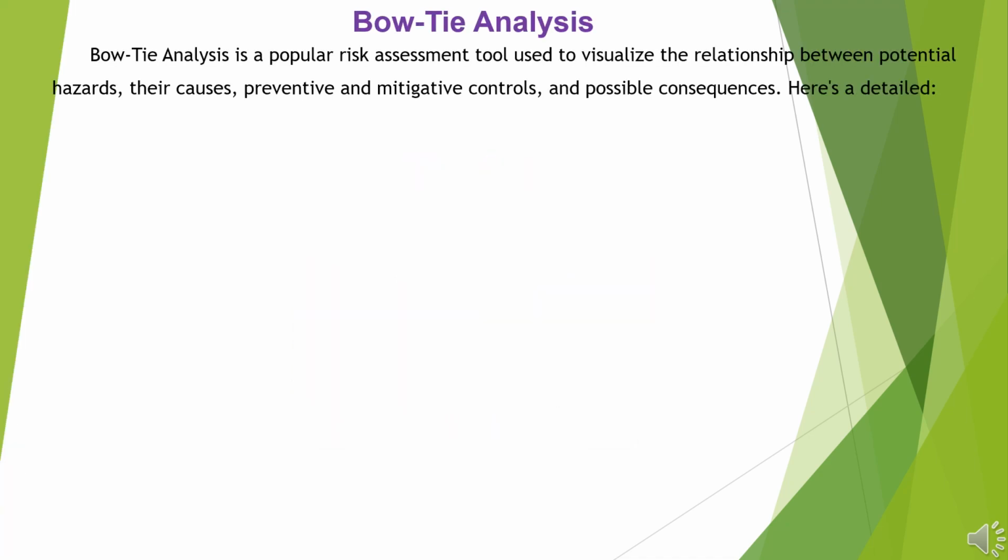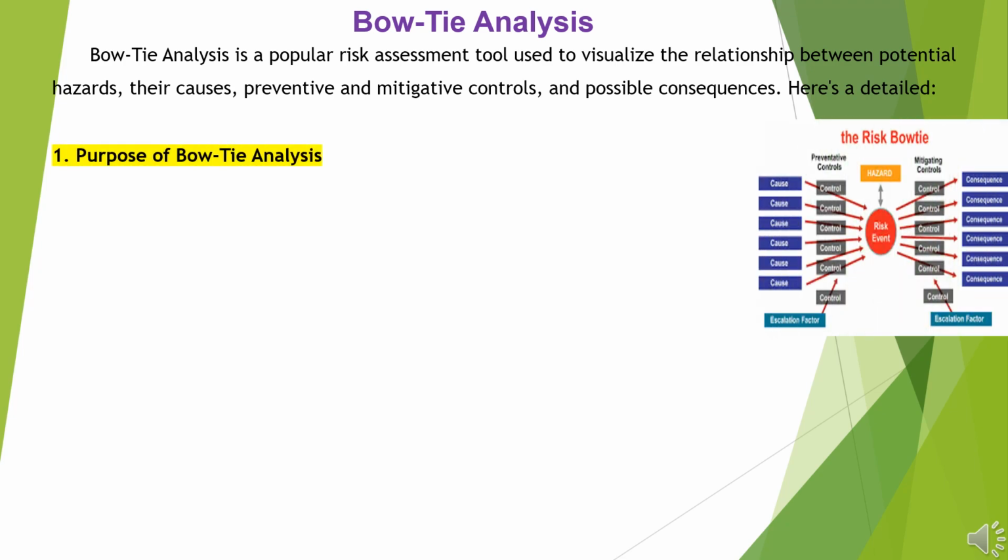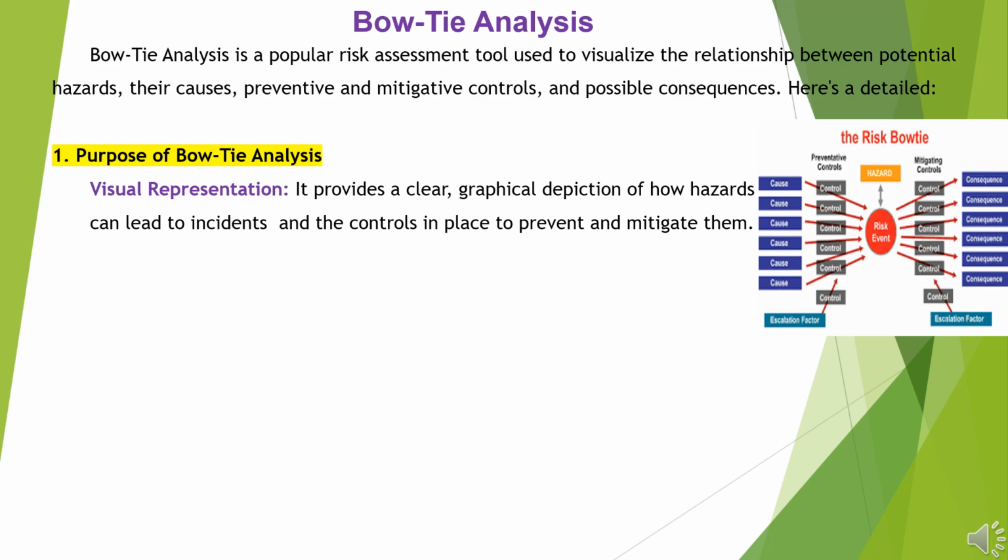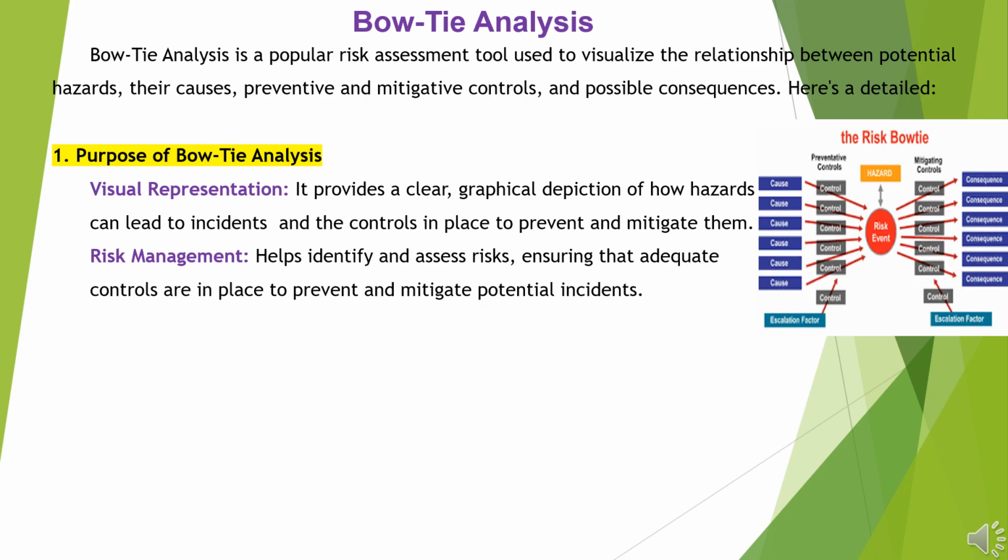BowTie Analysis is a popular risk assessment tool used to visualize the relationship between potential hazards, their causes, preventive and mitigative controls, and possible consequences. Here's a detailed look. 1. Purpose of BowTie Analysis. Visual representation: it provides a clear, graphical depiction of how hazards can lead to incidents, and the controls in place to prevent and mitigate them. Risk management: helps identify and assess risks, ensuring that adequate controls are in place to prevent and mitigate potential incidents.